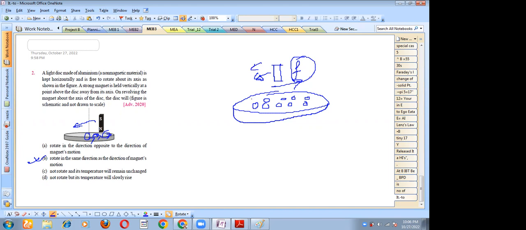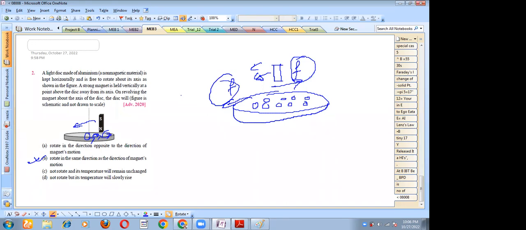But on the disk, what will be the direction of the frictional force? In the opposite direction or in the same direction as the magnet? Obviously, the force acting on the disk will be in the same direction as the magnet, so the movement will also be in the same direction. Getting my point? So the disk will rotate in the same direction as the magnet's motion. Let us see what will happen.